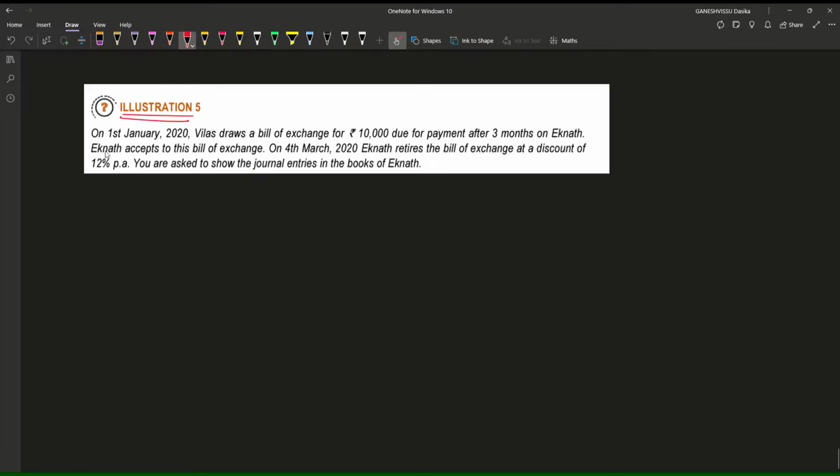Illustration number 5. On 1st January 2020, Vilas draws some bills of exchange for 10,000 due for payment after 3 months on Eknath. Eknath accepts these bills of exchange. On 4th March 2020, Eknath retires the bills of exchange at a discount of 12% per annum. You are asked to show the entries in the books of Eknath.